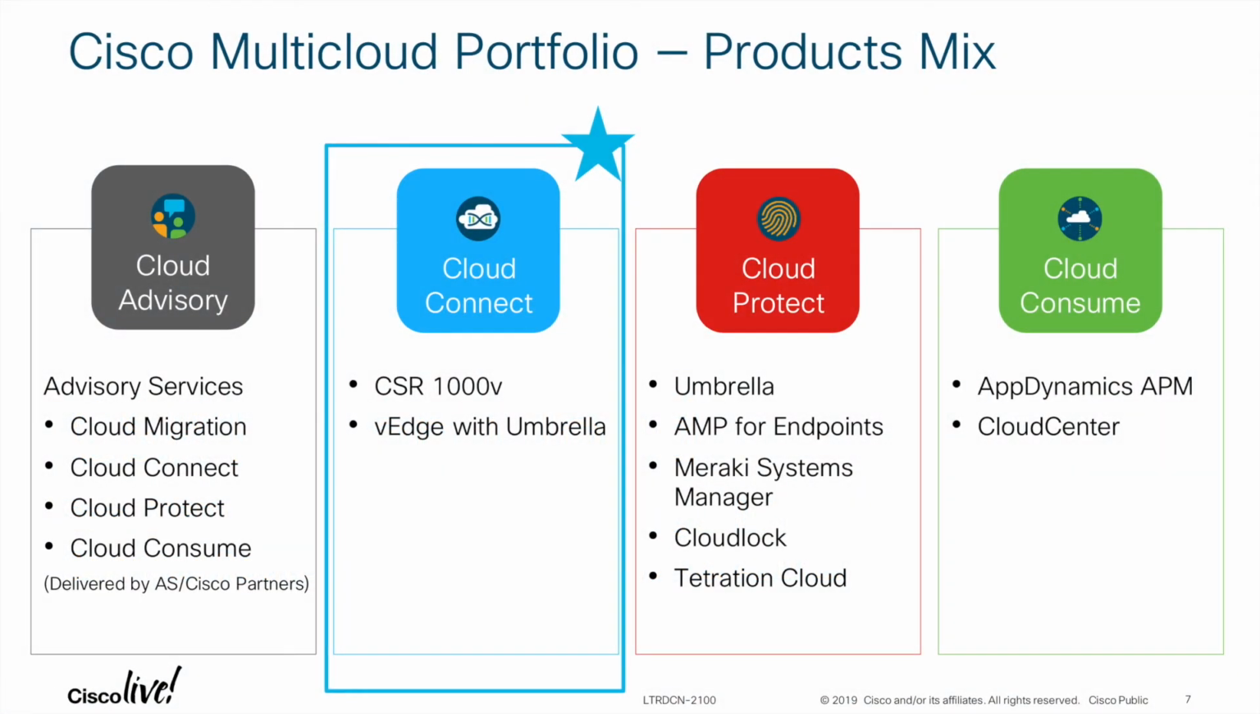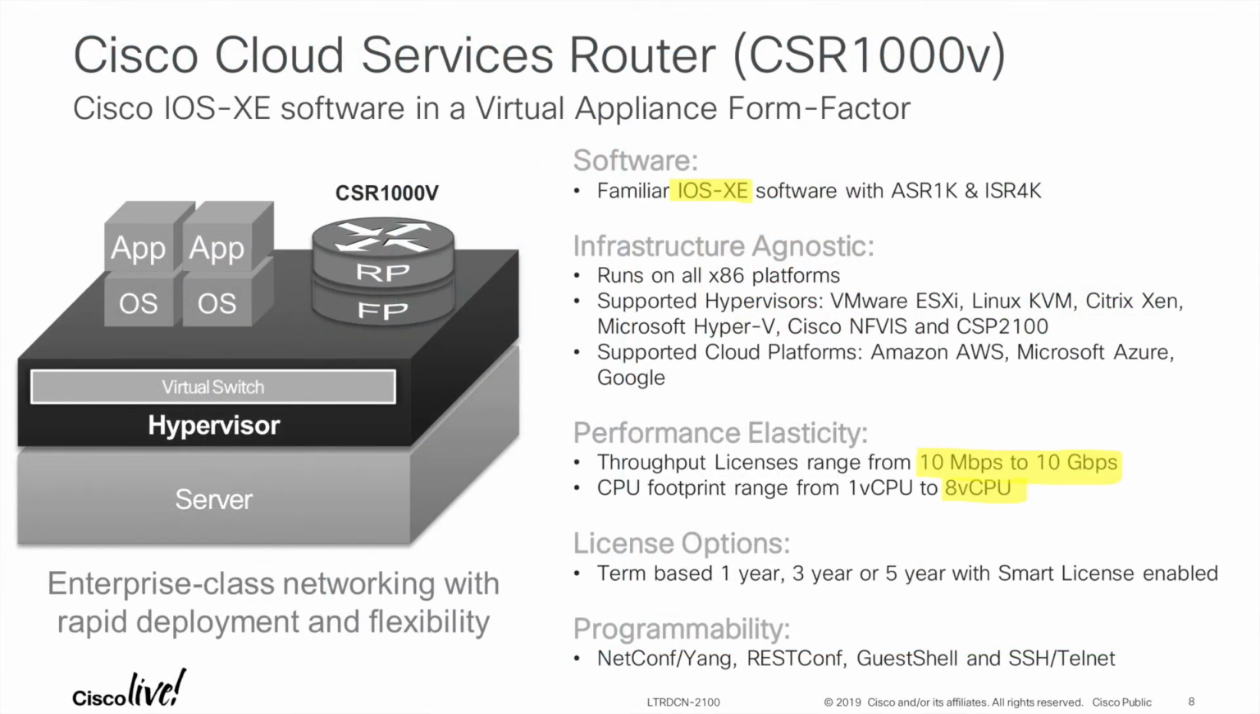Let's talk about CSR1000v. Cisco has many cloud products, and CSR1000v is one of them. It's actually simply IOS XE, the same as ASR1K and ASR4K. Its performance ranges from 10 Mbps to 10 G, and CSR1K uses a maximum of just 8 virtual CPUs. Everything is the same as a router.